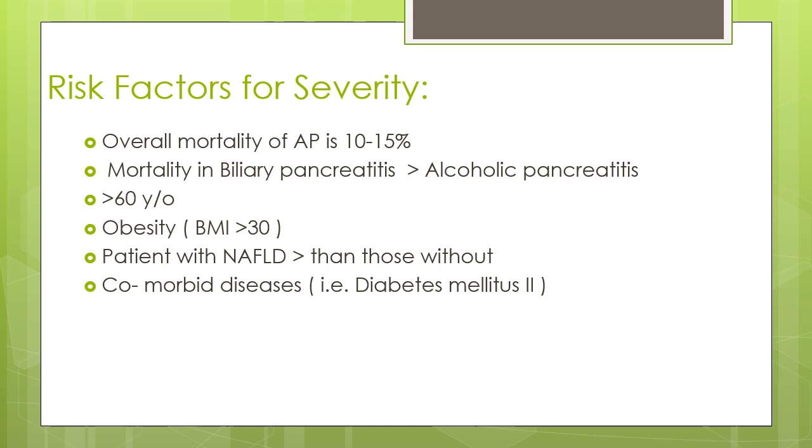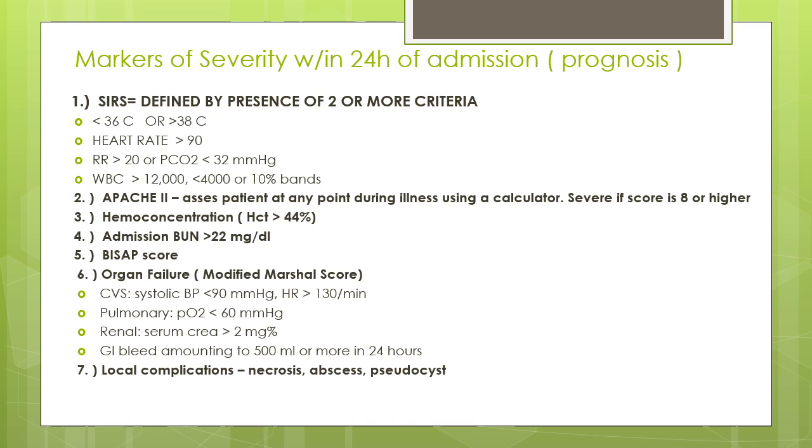The overall mortality of acute pancreatitis is 10 to 15%. Acute pancreatitis due to biliary pancreatitis is associated with a greater mortality. Age of more than 60, obesity, the presence of NAFLD, and comorbid disease like diabetes are also associated with a more severe attack of acute pancreatitis. Predicting severity is of the utmost importance to improve outcomes in the management of acute pancreatitis.